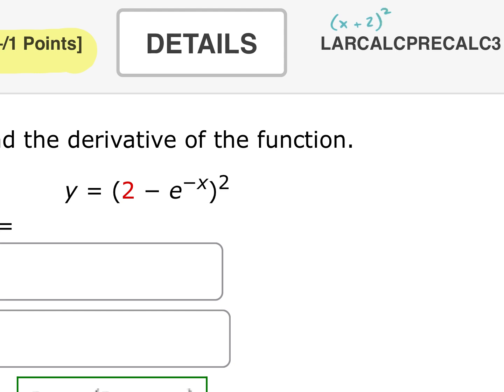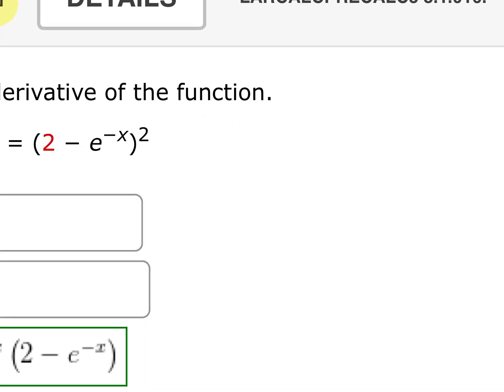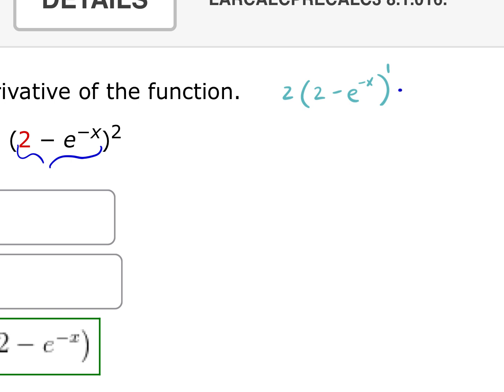Our chain rule is we take the derivative of the whole thing, or the outside. So I'm going to multiply by 2 to the front. The inside stays the same, so 2 minus e to the power of negative x. And then we subtract 1 from the exponent. So this would now be the first power. Then we have to do the derivative of the inside. So our derivative, multiply it by the derivative of the inside. Our derivative of 2 would just be 0. Our derivative of negative e to the power of x would stay the same. It'd be negative e to the power of negative x.